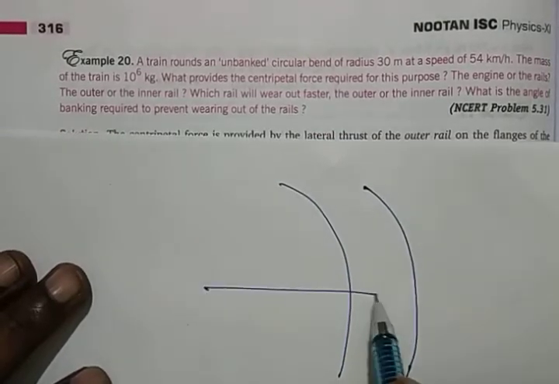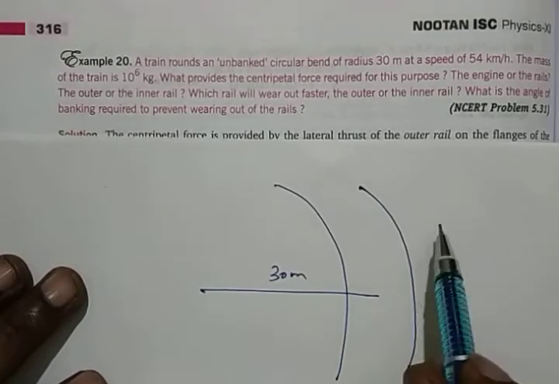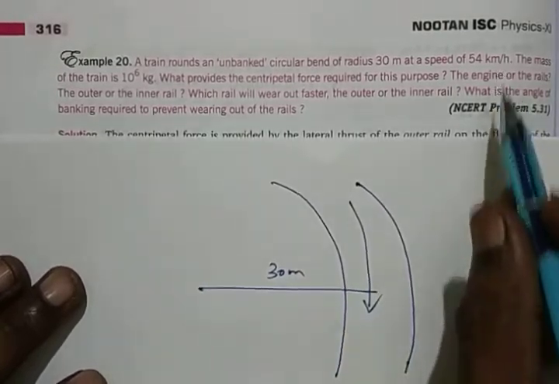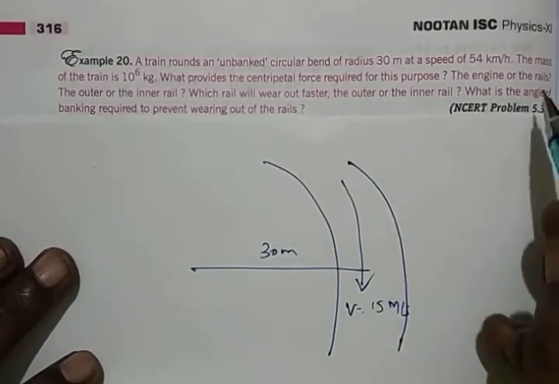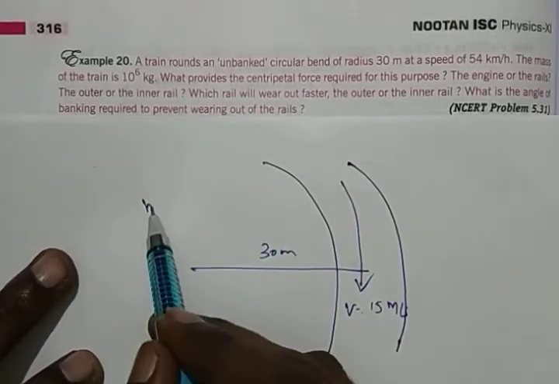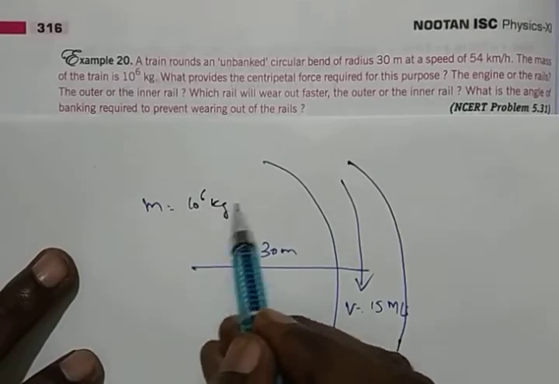Okay, the radius of this one is 30 meters. And the speed at which it is coming is 54 km/h, given here. The velocity is going to be 15 meter per second. 54 km/h means 15 meter per second. The mass of the train is given here as 10 to the power 6 kilograms.